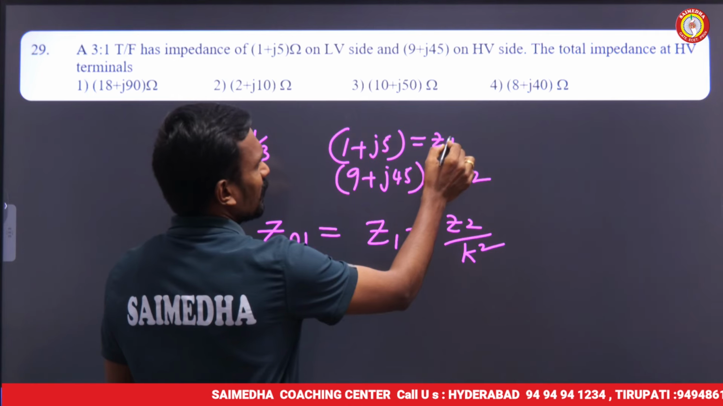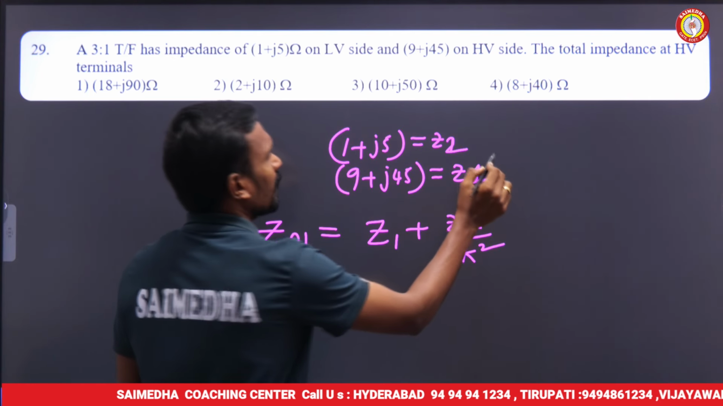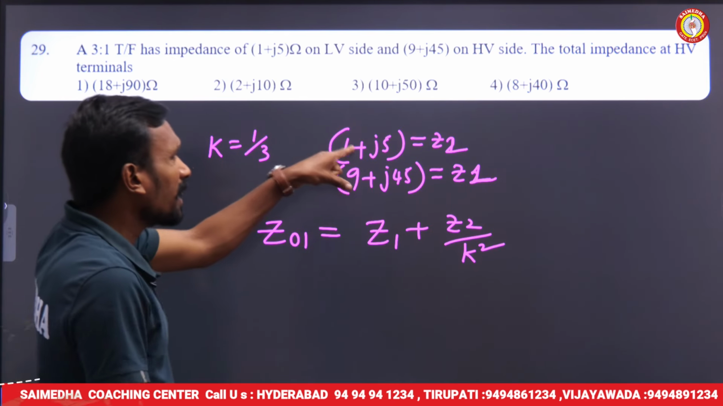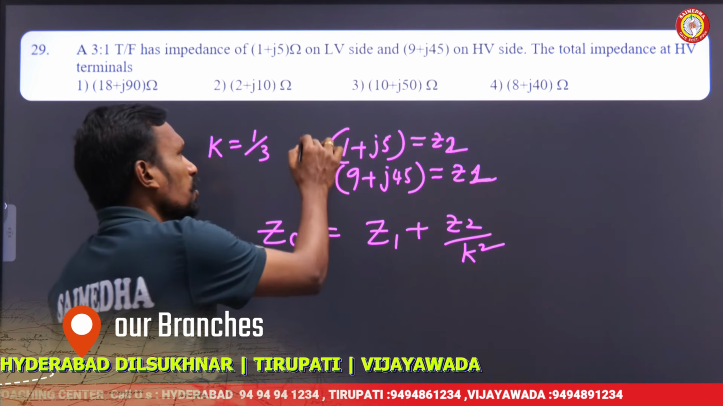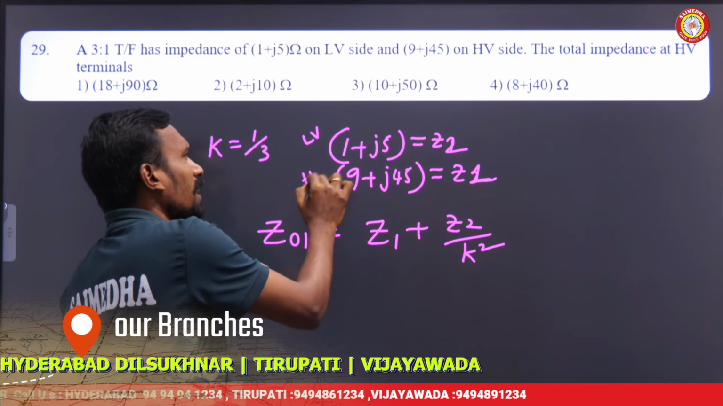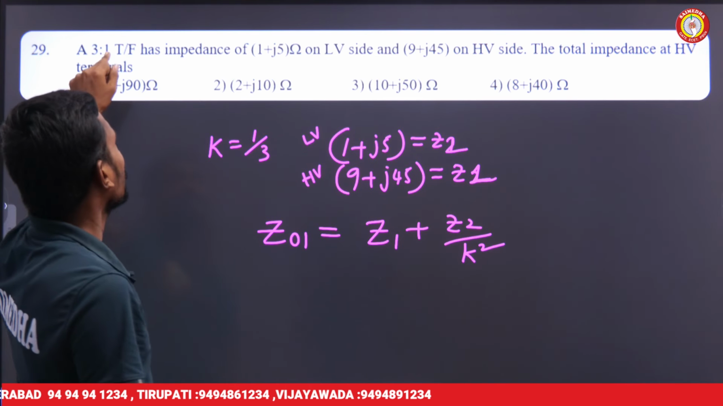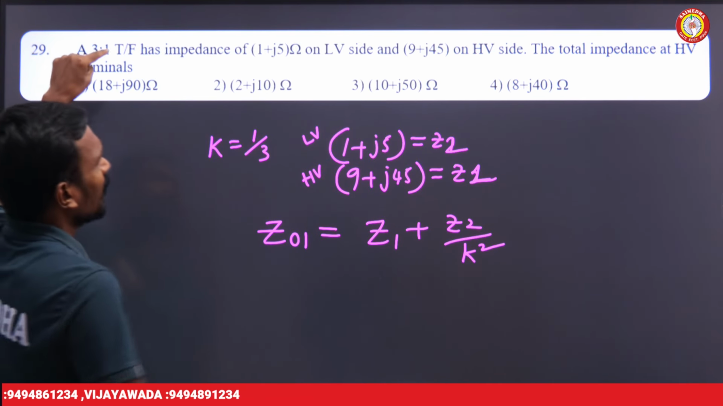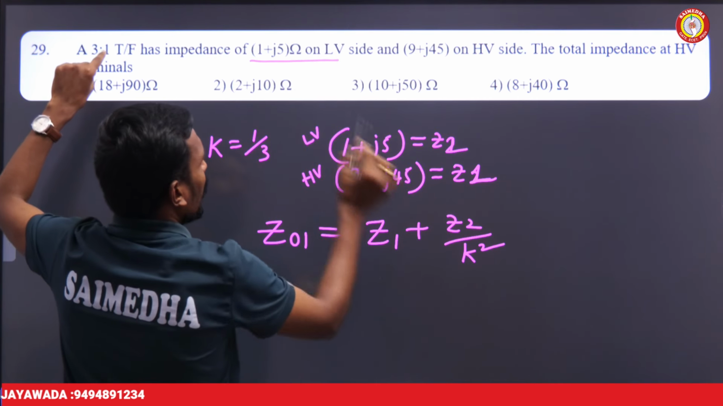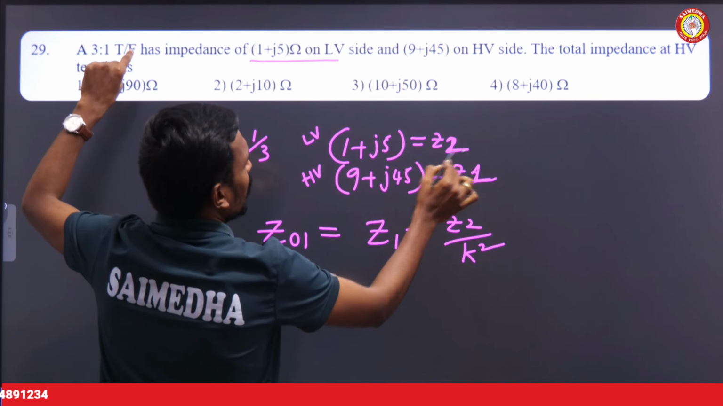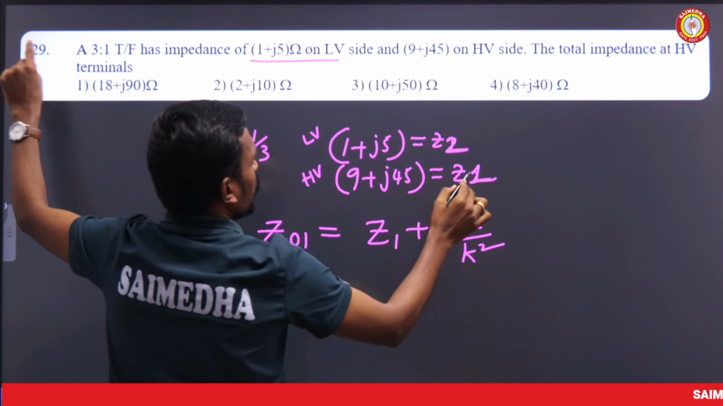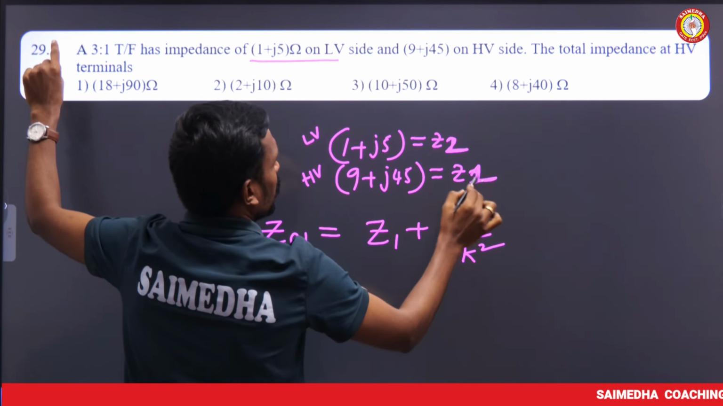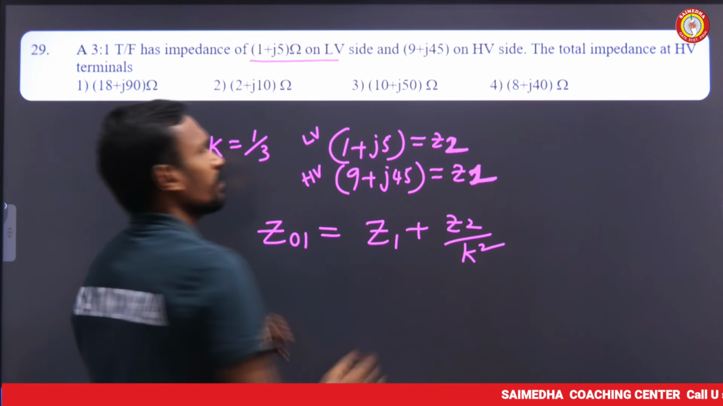What is the mistake? This is Z2, this is Z1. Why? This is LV, this is HV. Who is LV? Secondary is LV. This is HV, and HV is the primary. They have given that. This is primary.